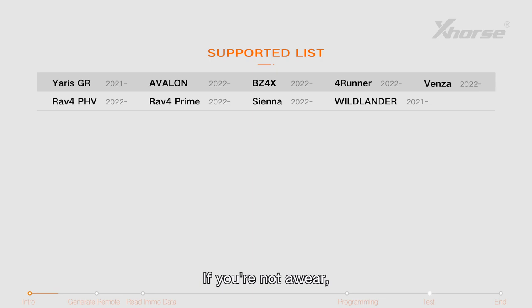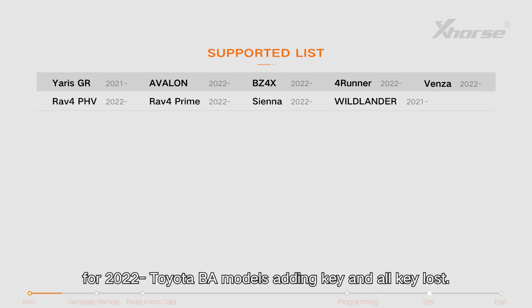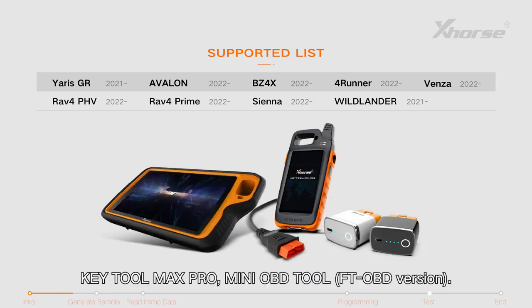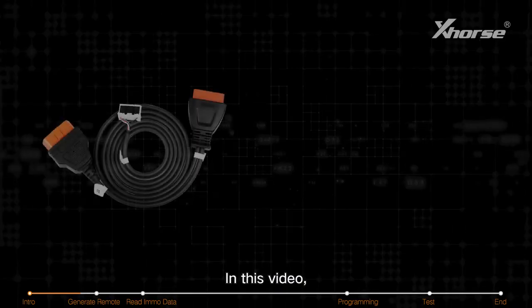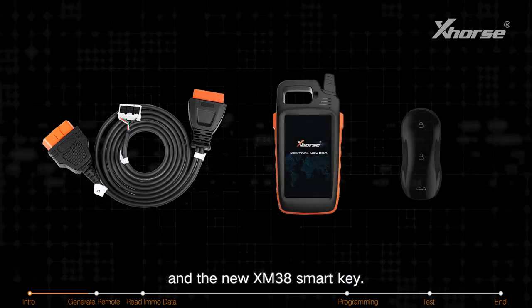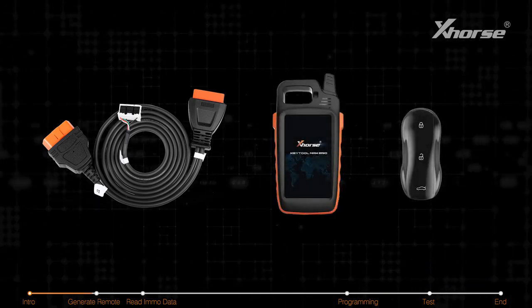If you're not aware, the TOYBA cable can be used for 2022 and up Toyota BA models, for adding keys and all key lost. It can work with Keto Plus, Keto Max Pro, Mini OBD, and the TOBD version. In this video, I'll showcase the whole process using the Keto Max Pro and the new XM38 Smart Key.